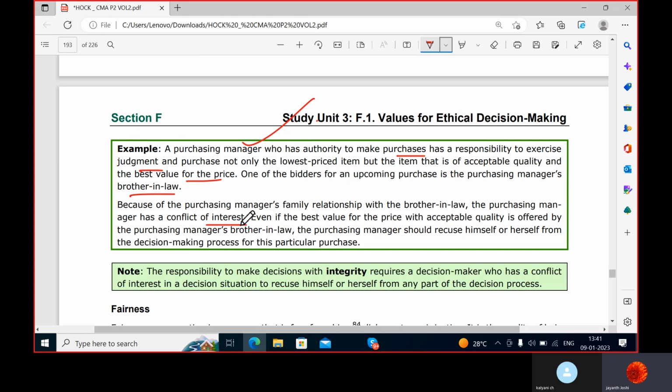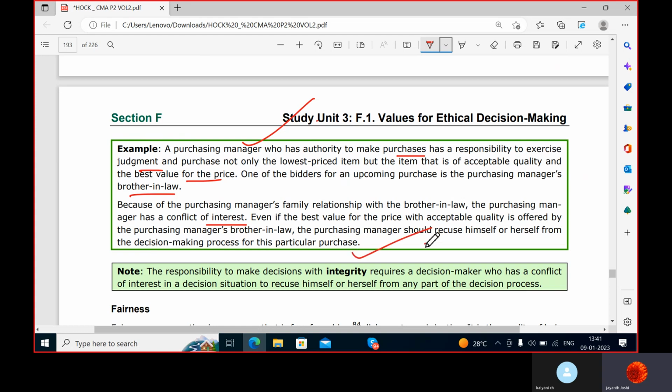So either he should avoid, he should say no, I am not into this because my brother-in-law is also a bidder, or else he should say that I'm not accepting anything from my brother-in-law, and it's an open tender, and whoever is giving me the best quote, I'm just going for that. So even if the best value for the purchase is offered by the brother-in-law, the purchase manager should recuse himself or herself from the decision making process for this particular purchase.